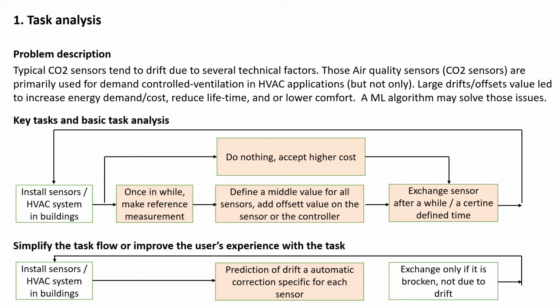Next, I'm showing the simplified task flow, which means after we install the sensors, the algorithms will predict the drift and automatically correct it specifically for all sensors. That means all above marked tasks will be replaced by one single task. After that, it is possible that the sensor will also be exchanged, but not because of the drift, because it is just broken.